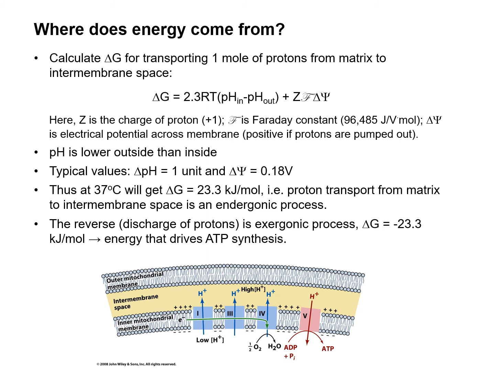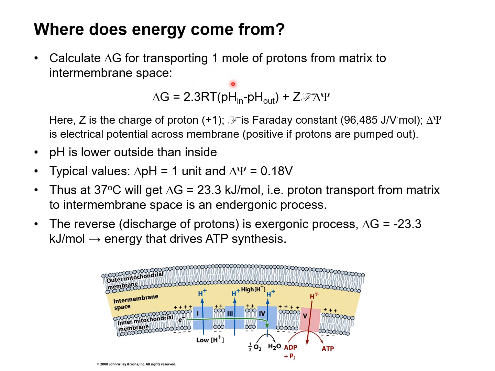And there's another factor added here, which is Z multiplied by F and the delta psi. Here Z is the charge of a proton. In this case, that's going to be 1 because it's one molecule of a proton. And F is the Faraday constant. And delta psi is the electrical potential across the membrane, and it's positive if protons are pumped out. So pH is typically lower outside than inside of the inner mitochondrial membrane.